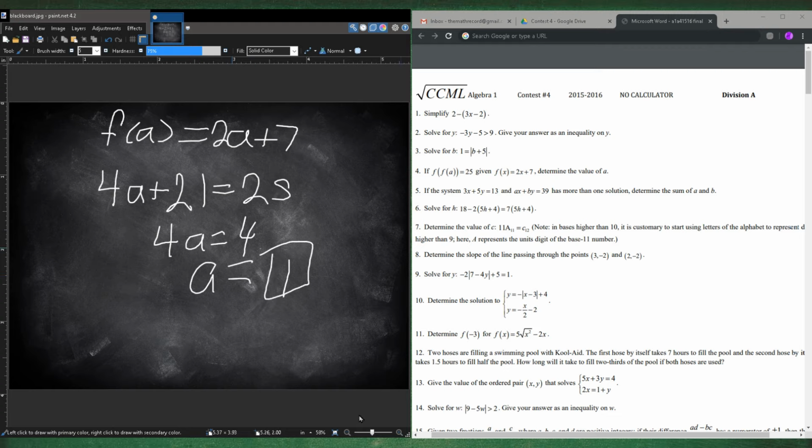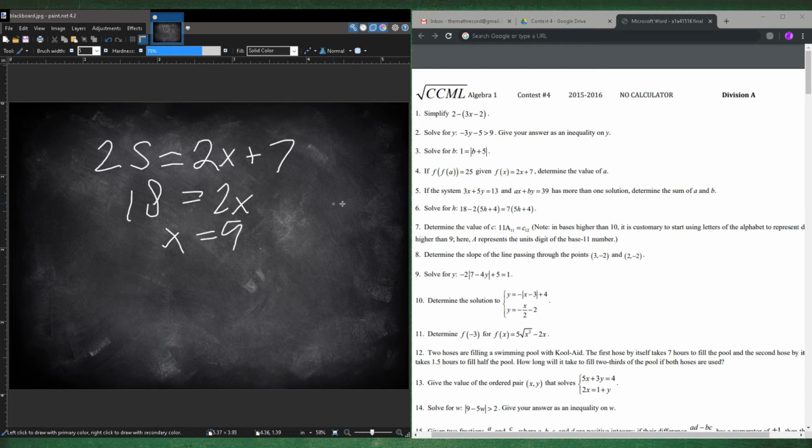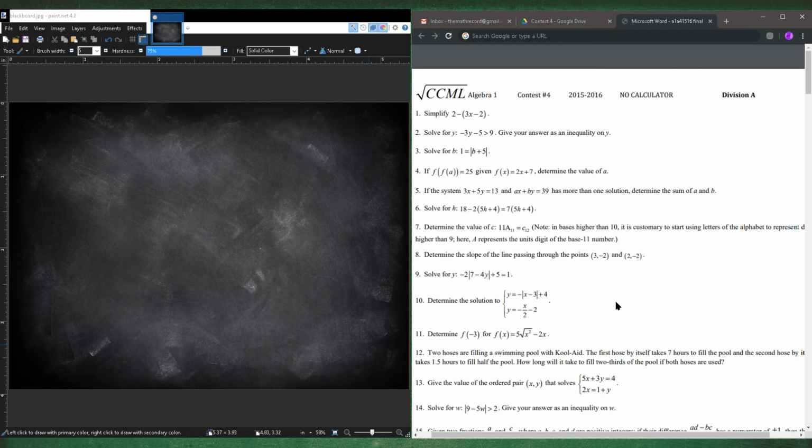Another way would be you could reverse from the back. So you have 25 is equal to 2x plus 7. So you subtract 7, and you get 18 is equal to 2x, so x is equal to 9. And then from 9, you just have to reverse it again because you're putting it in again. So 2x plus 7 is equal to 9. And then subtract 7 is equal to 2, so x is equal to 1. That's another way to do it, which is probably the faster way.